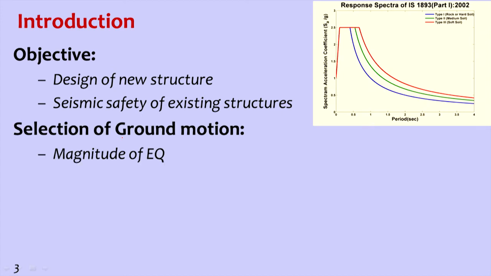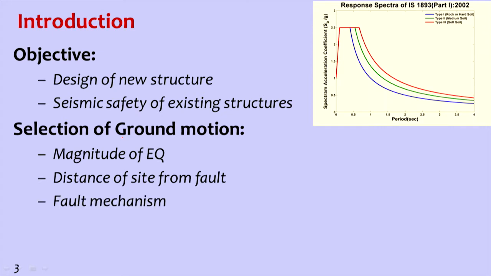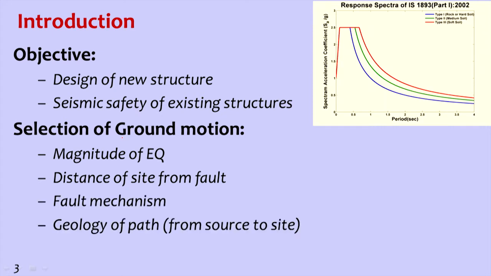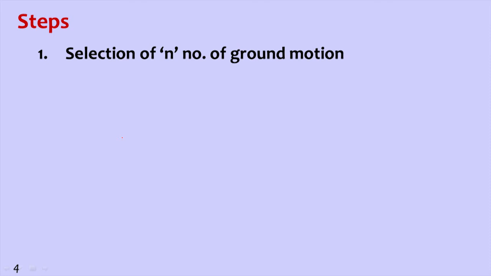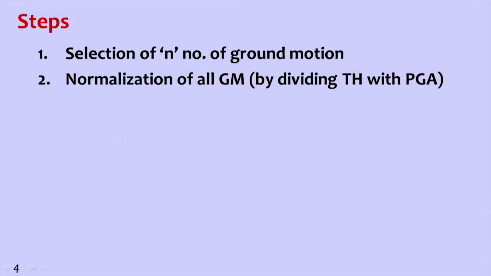So how do we select the ground motion? It depends on the magnitude of the earthquake, distance from the site, fault mechanism, geology and the path. All these things affect our design spectrum, along with local soil conditions. The first step in generating the design response spectrum is selection of n number of ground motions. Many ground motions we select, and then normalize all the ground motions.